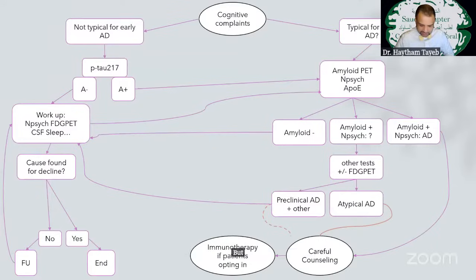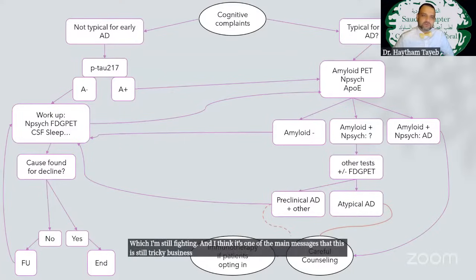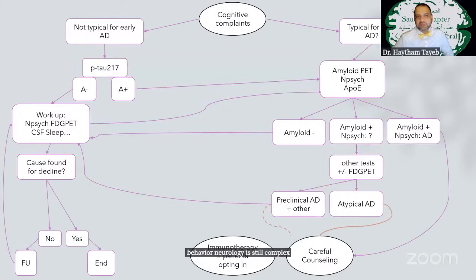But I want to highlight that there are many, many cases that will enter our clinics asking for treatments or in which we will consider giving treatments because of the presence of these biomarkers. And I think there's a push to ignore your clinical sense in a way, which I'm still fighting. And I think it's one of the main messages that this is still tricky business. Behavioral neurology is still complex. It probably became more complex than it used to be, actually. And clinical reasoning remains of paramount importance. Any additional comments are welcome.